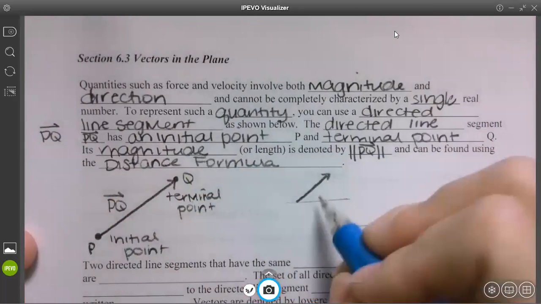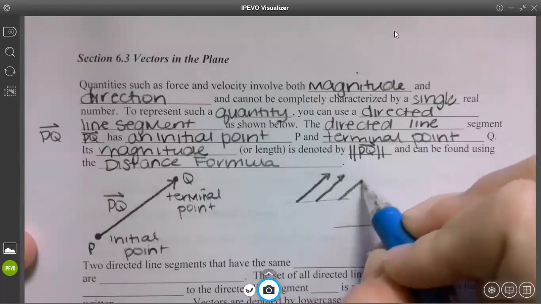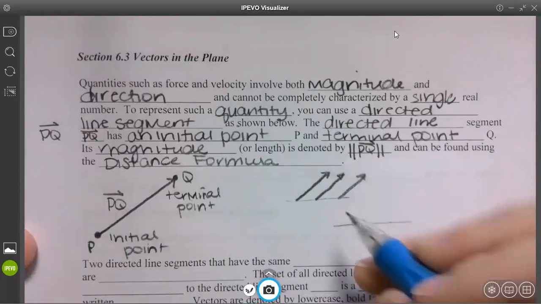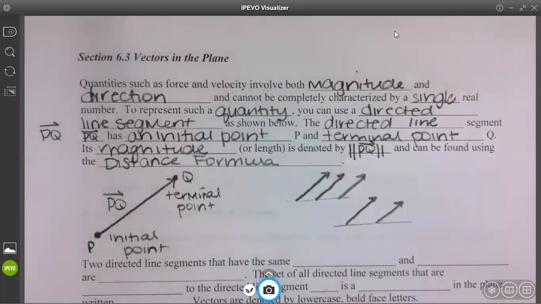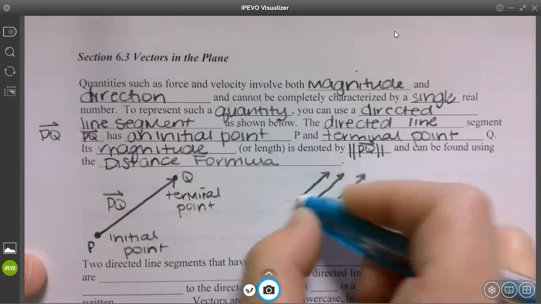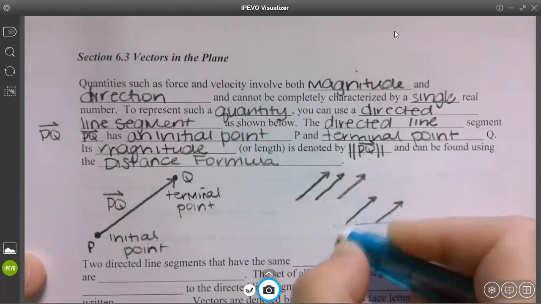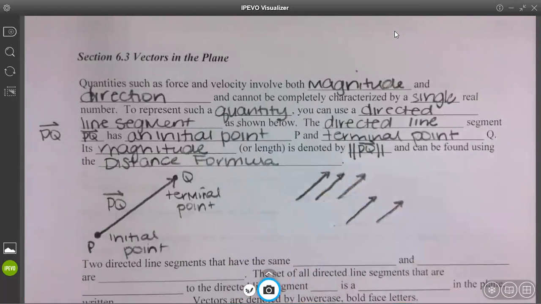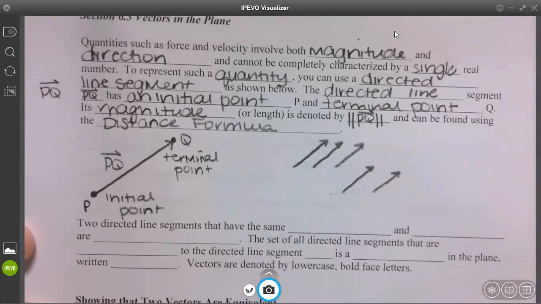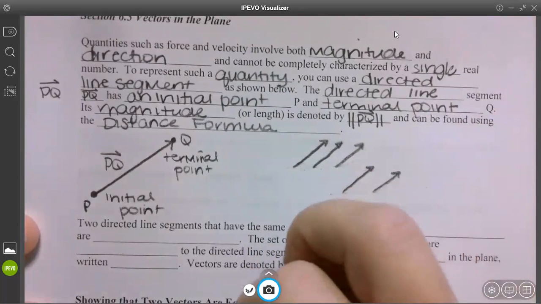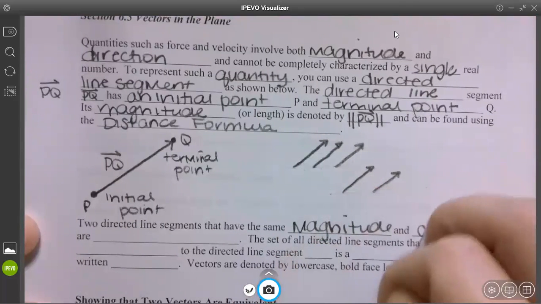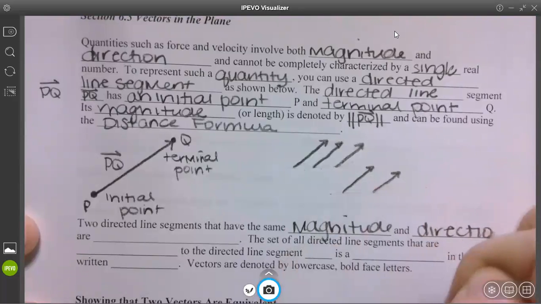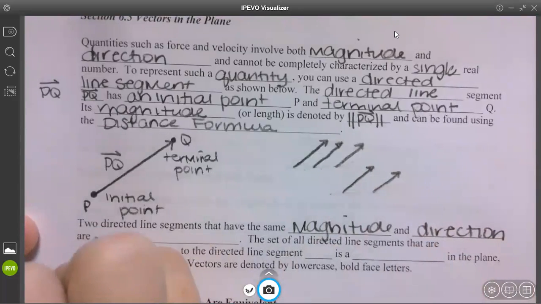So we're going to draw a few of these little lines. They're going to come from there. And then we're going to draw a couple more down here on this one. And again, these are just helping lines, so they don't really exist in the figure. They just helped me draw them a little bit nicer and evenly. So two directed line segments that have the same magnitude and direction are equivalent.